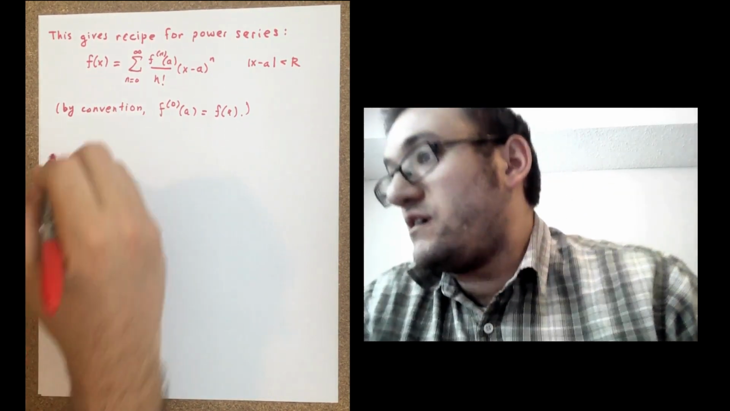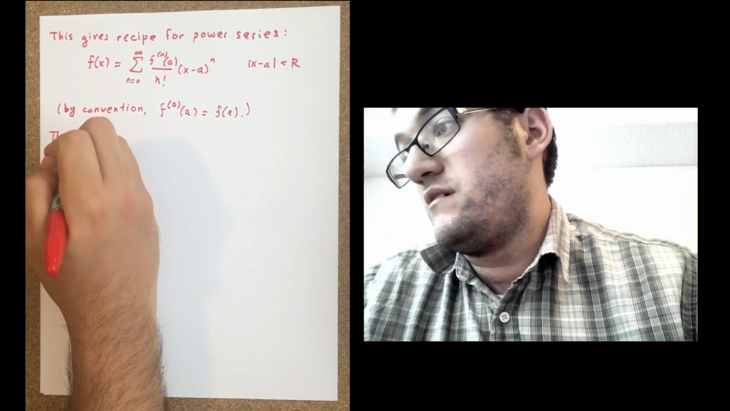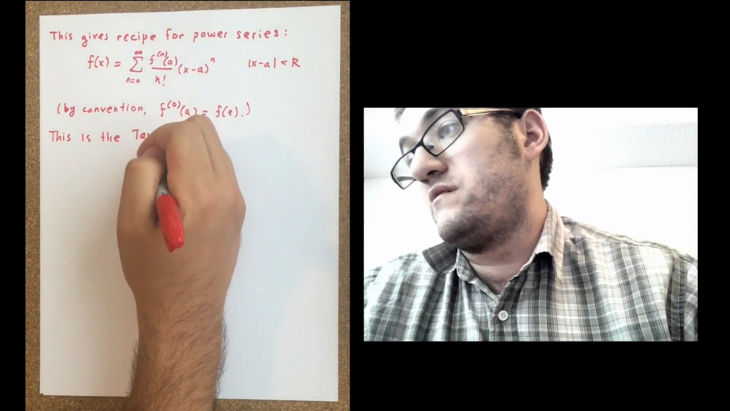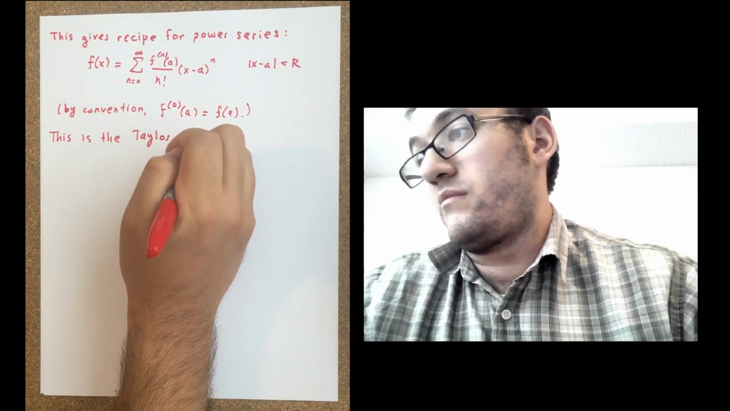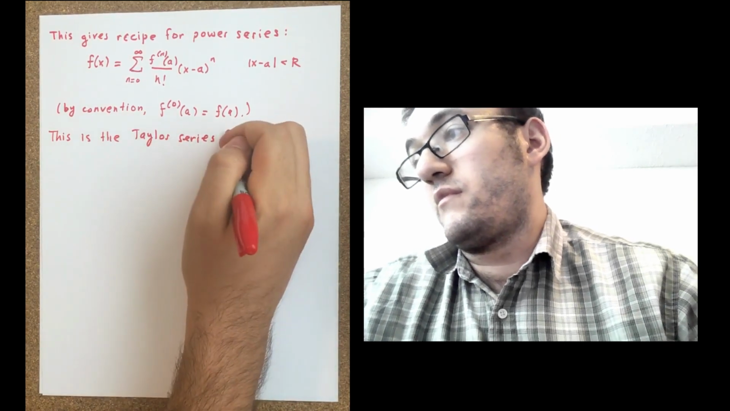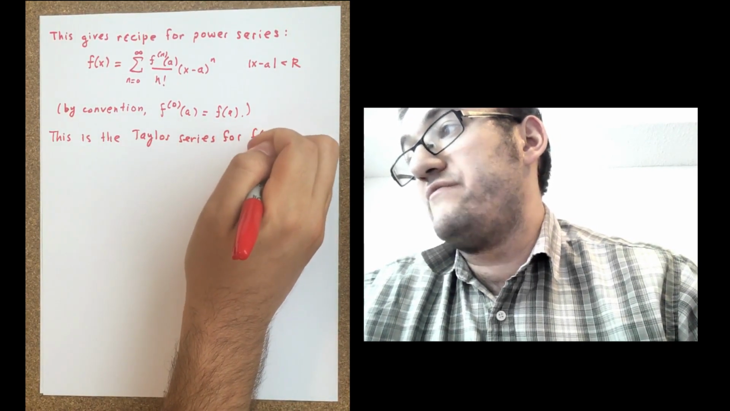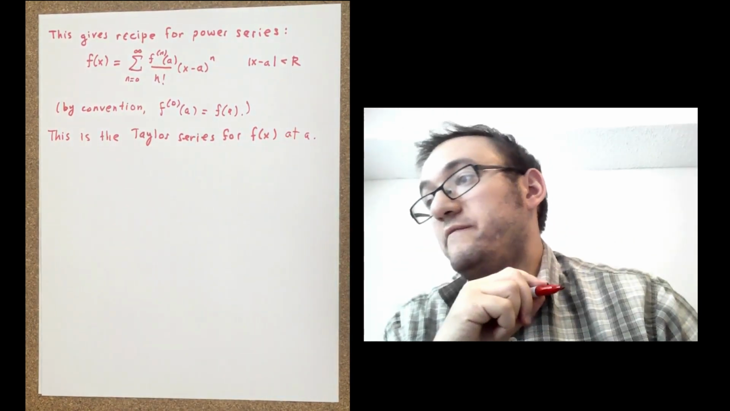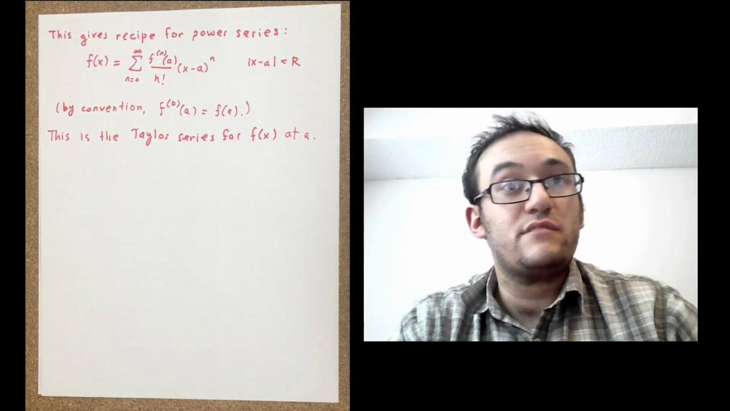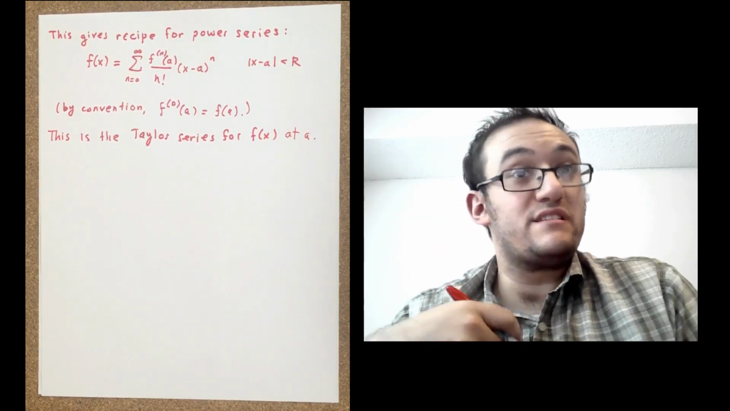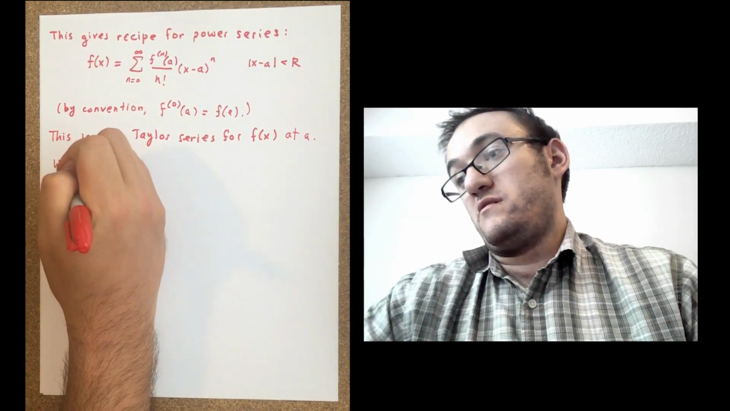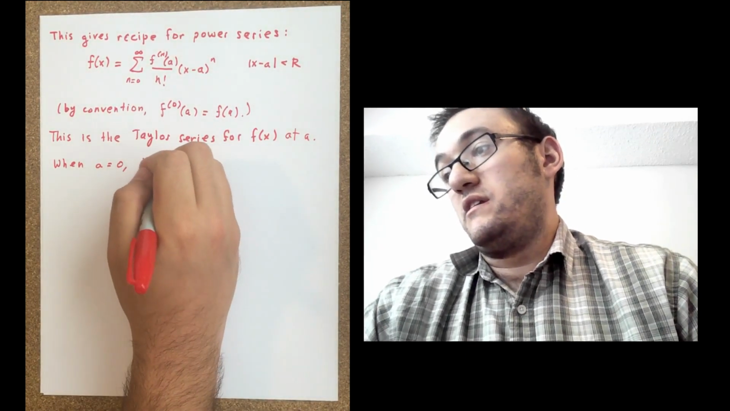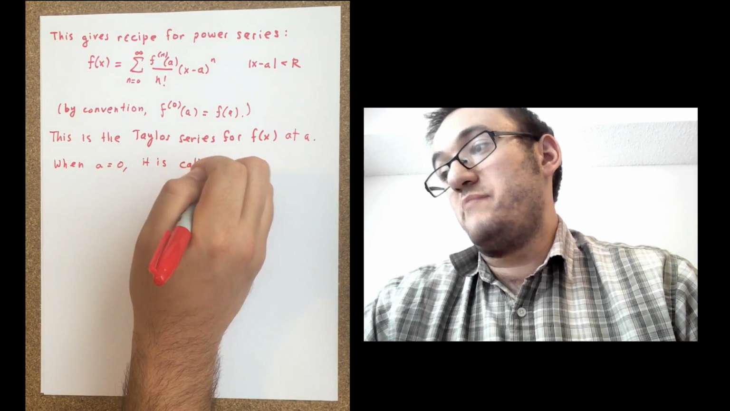Okay. So this is called the Taylor series for f of x at a. Okay? And because the choice of a equals 0 is special, when a equals 0, it is called the Maclaurin series.